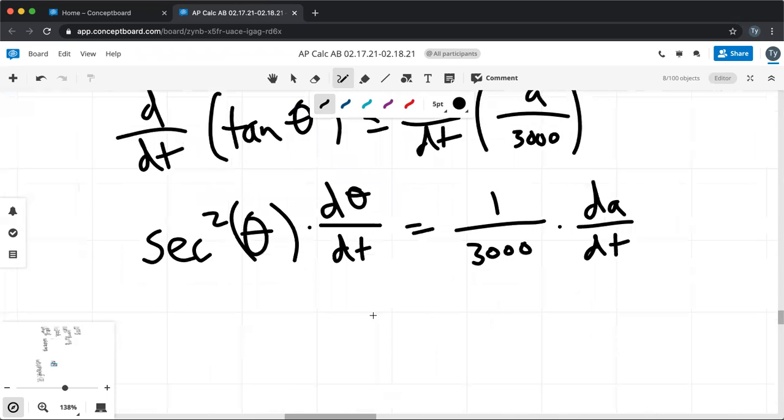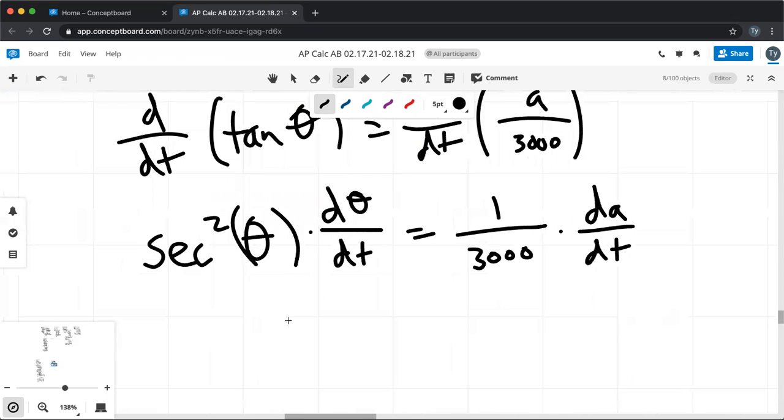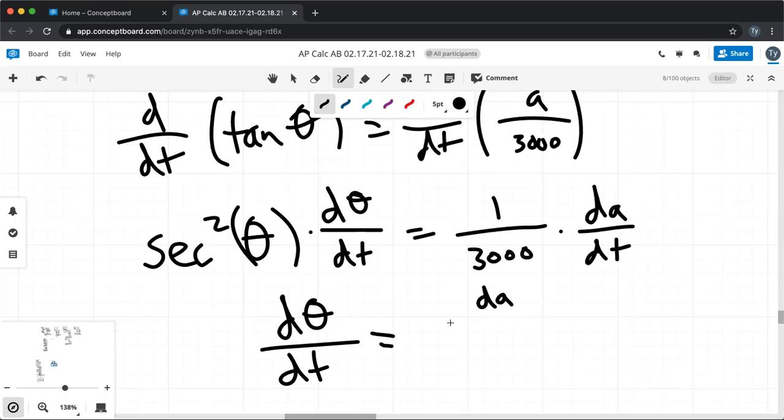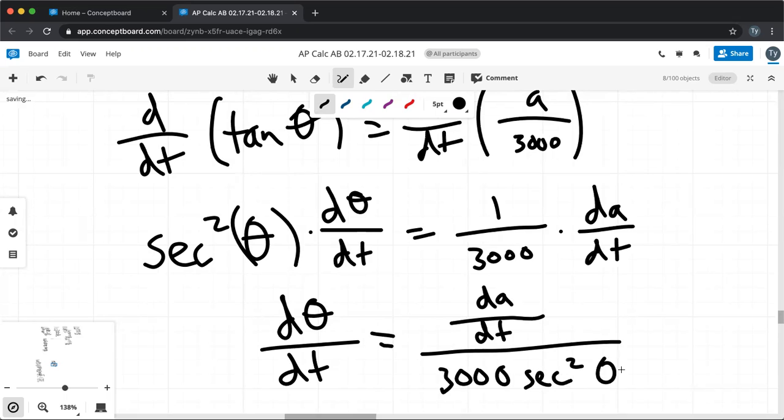All right, and we're trying to find d theta/dt, so we need to solve for it. And we do that by dividing both sides by secant squared theta. So we're left with something that looks like this: dA/dt divided by 3,000 times secant squared theta. Okay, can we solve this right now? Can we solve for d theta/dt?